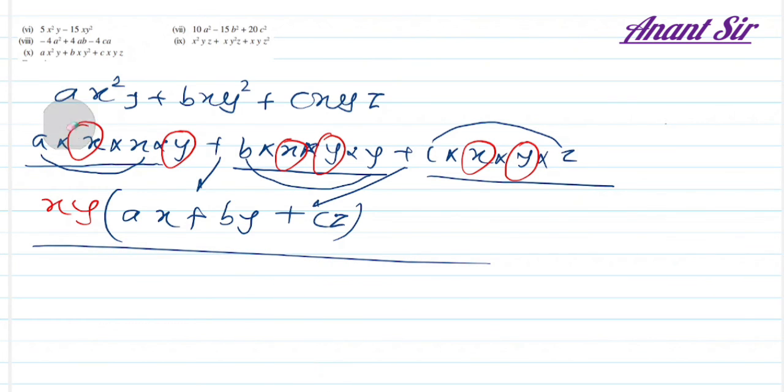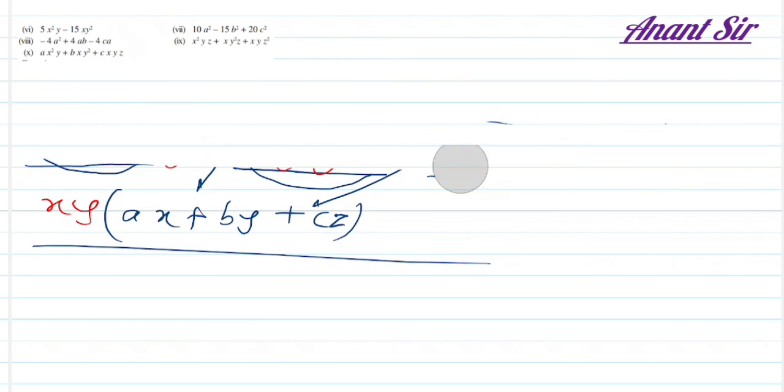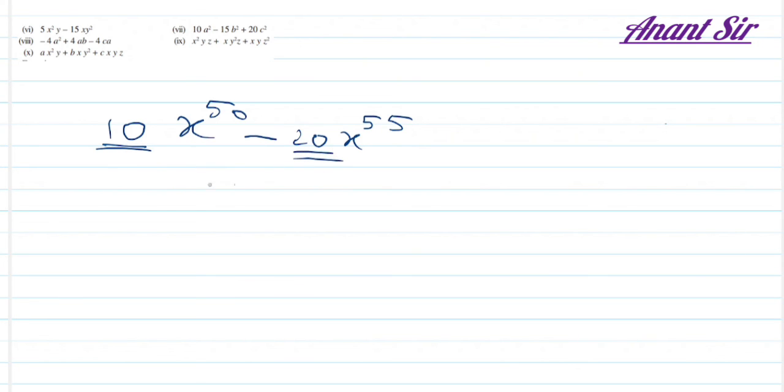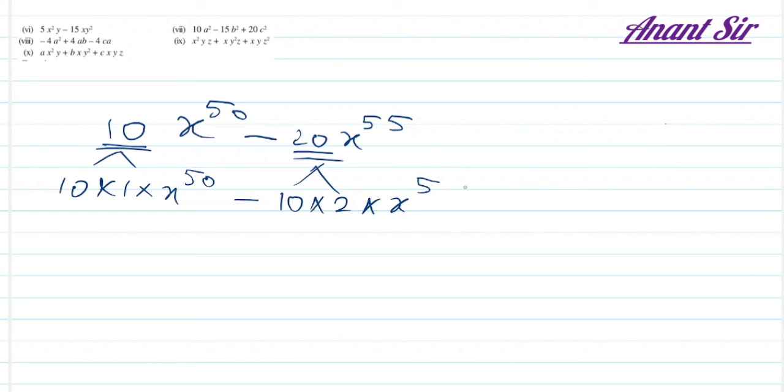But if you remember, I had told you that I will tell you how to solve questions of the type where the variable has a lot of power. For example, 10 x raised to 50 minus 20 x raised to 55. How to solve this? First think about the numbers. 10 and 20 are divisible by the greatest number 10. So we are going to use the number 10 here. I have written 10 as 10 times 1 and x raised to 50 as it is. And 20 as 10 times 2 and x raised to 55 as it is again.